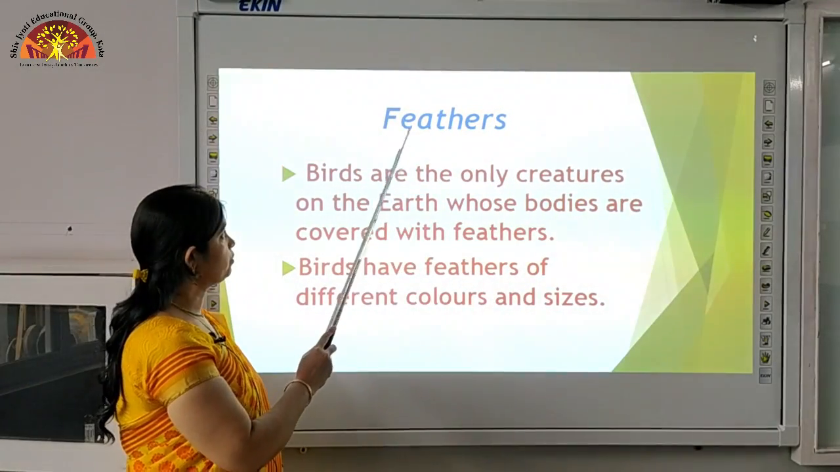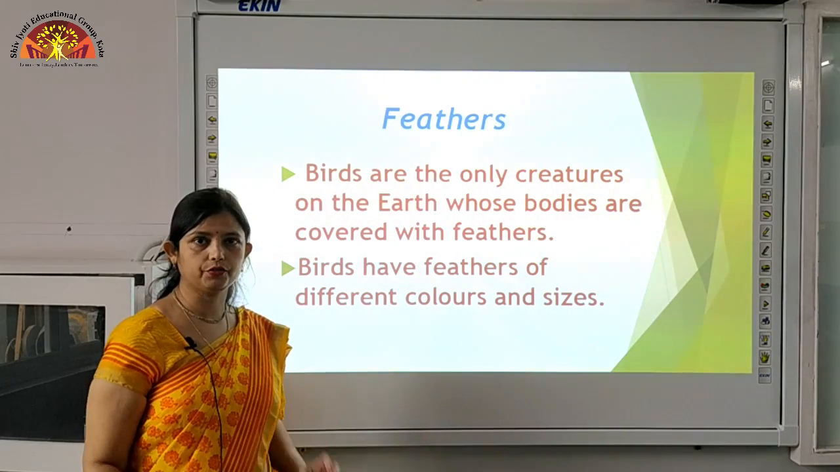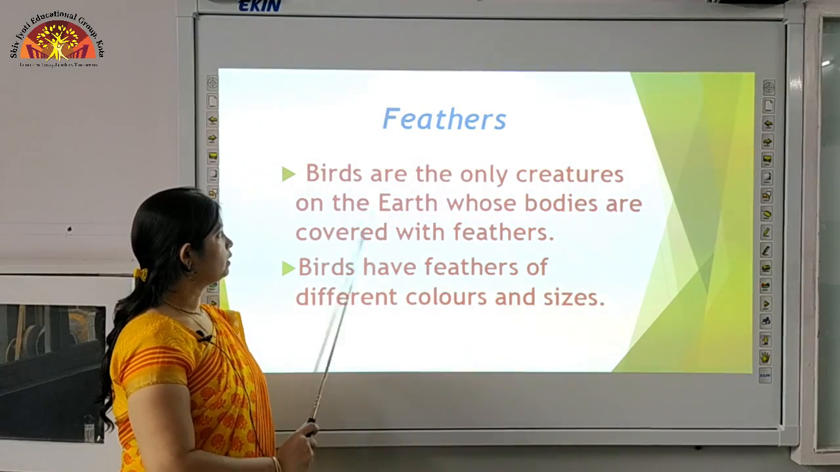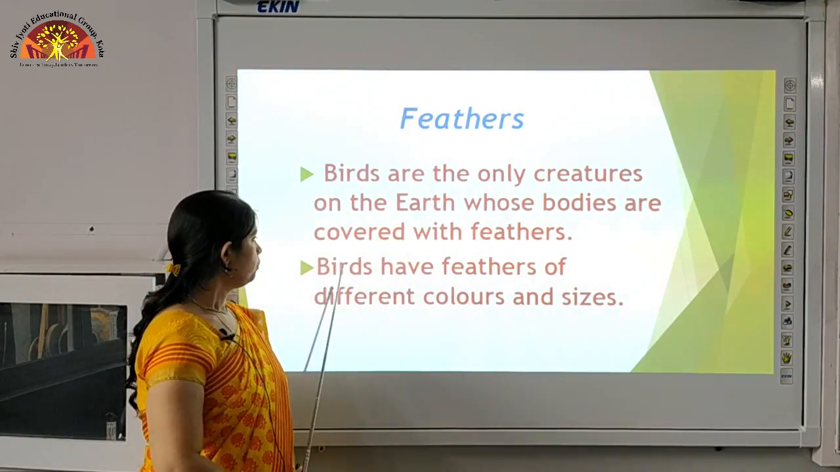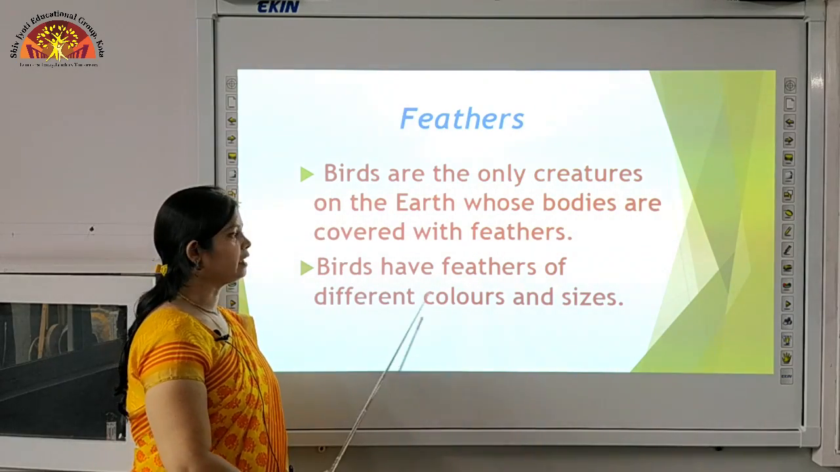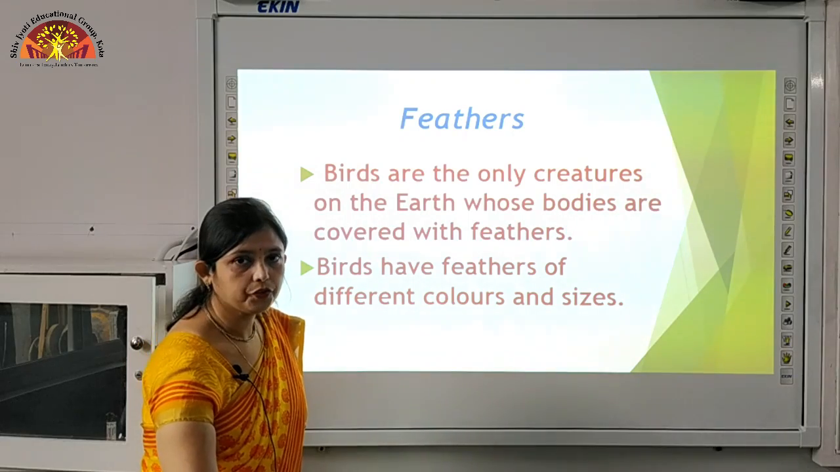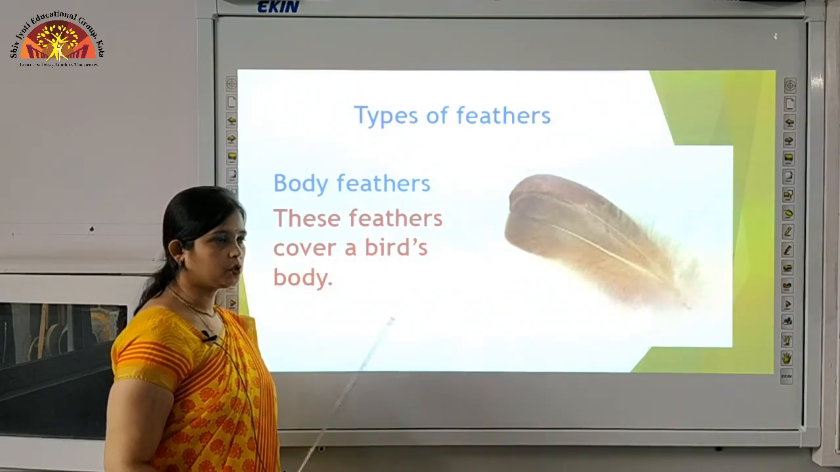Now we come to the feathers. Feathers are the structures that cover the body of the bird. Birds are the only creatures on the earth whose bodies are covered with feathers. Birds have feathers of different colors and sizes. These feathers are of three different types. So let us have a look at all these types of feathers.